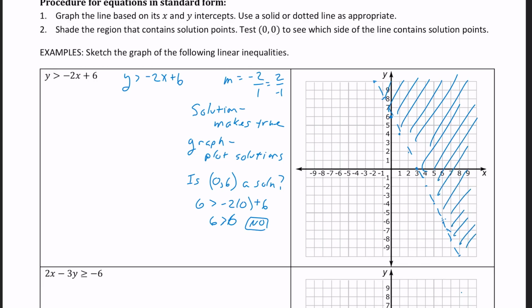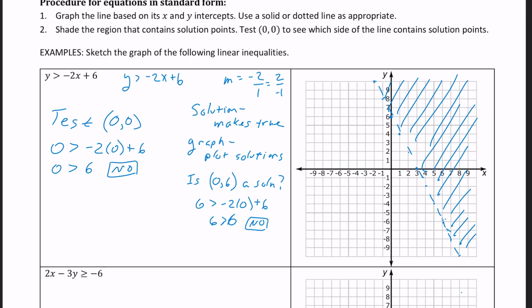Now, typically what I like to do is I like to test points. So I'm going to test 0, 0. And the way that I test a point is I simply substitute the x value and the y value into the statement and see if it becomes a true statement. So is 0 greater than 6? And the answer is no. So do you see 0, 0 on this graph being shaded? And the answer is no.